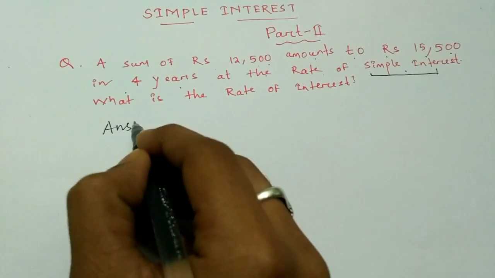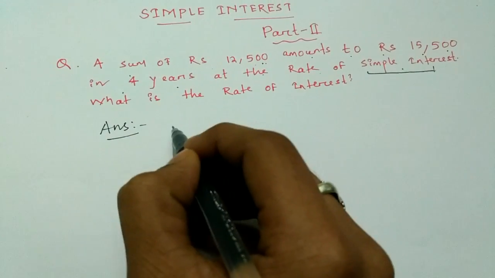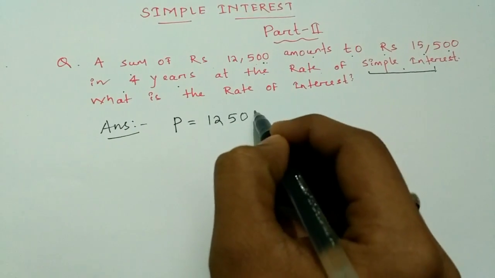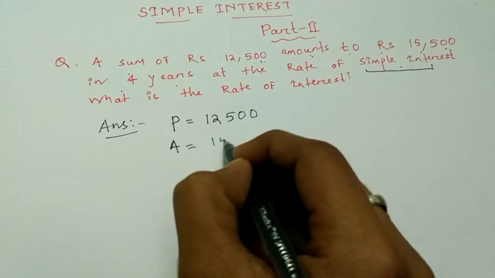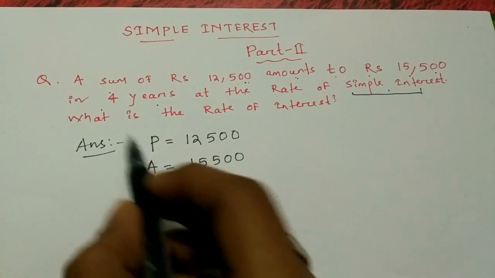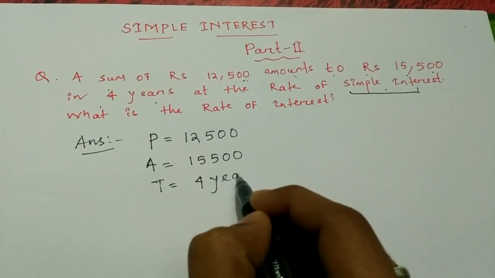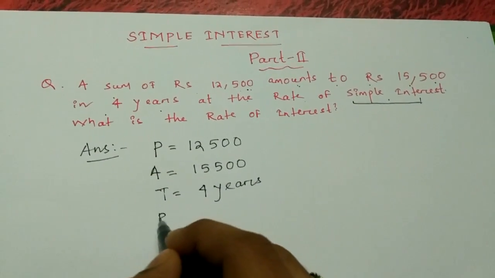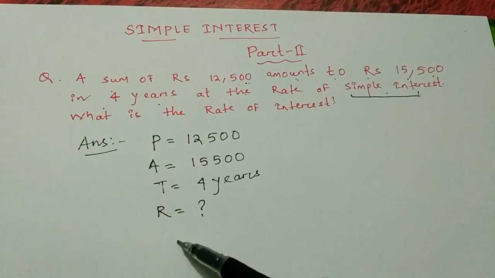So here, a sum of Rs 12,500. Sum means the principal value is given: 12,500. Amounts to means the amount value is given: 15,500, in 4 years. So the time period is given, 4 years, at the rate of simple interest, and we have to find out the rate of interest. First I'm going to solve this in the traditional method.